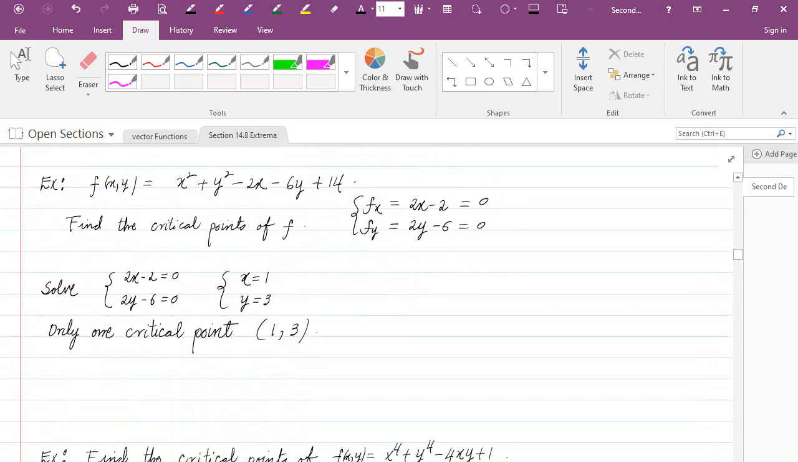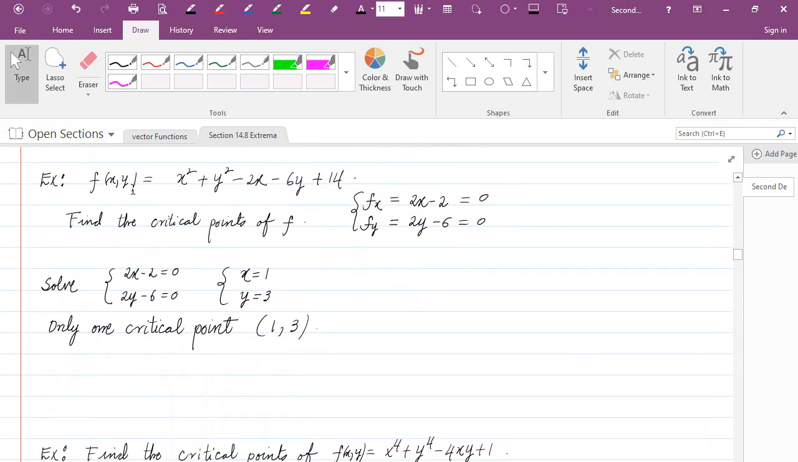Let's find the critical points of this function. So here I have a function of x, y, and we want to find the critical points of f. To do so, the first thing I need to do is find the partials. So what's the partial derivative of f with respect to x? Well, that's going to be 2x minus 2. And what's the partial with respect to y? Well, that's going to be 2y minus 6.